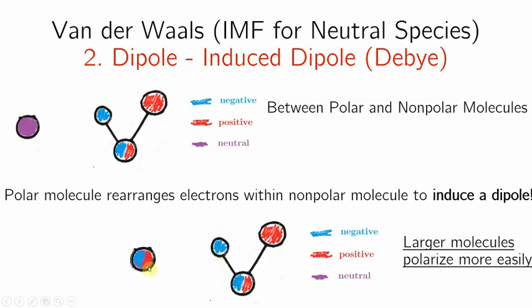And large molecules can induce more easily. So the force between a dipole and a non-dipole is stronger the bigger the non-polar molecule is. And how do I decide how big it is? Just look at the molecular weight. The larger the molecular weight, the larger the atom or molecule is. And that's about it.